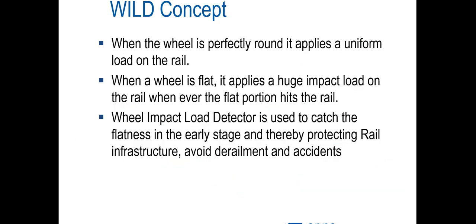Okay, so this is just an example explaining what I just explained. The wheel is perfectly round, giving uniform load on the rail. When the wheel is flat, you have a huge amount of load on the rail, and the wheel impact load detector is used to catch this flatness in the early stage, and this protects your railway infrastructure.